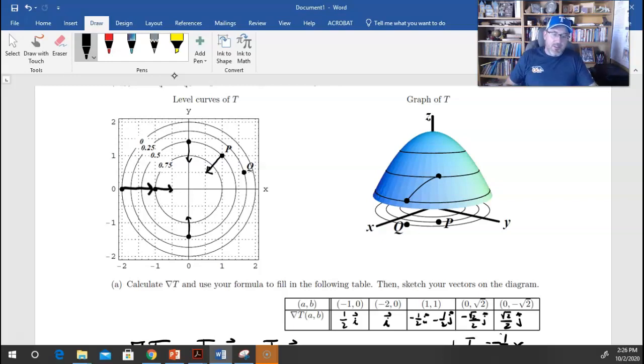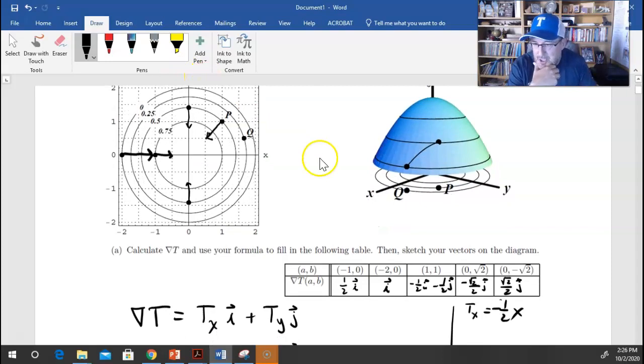Now what all of this is supposed to illuminate is something special about the gradient vector. Notice at the point, the gradient is perpendicular to the level curve at that point. So at this point, the level curve is flat, I mean instantaneously speaking. So perpendicular, perpendicular, perpendicular, and perpendicular. Yeah, the gradient vector is perpendicular to the level curve at that point that we're on.